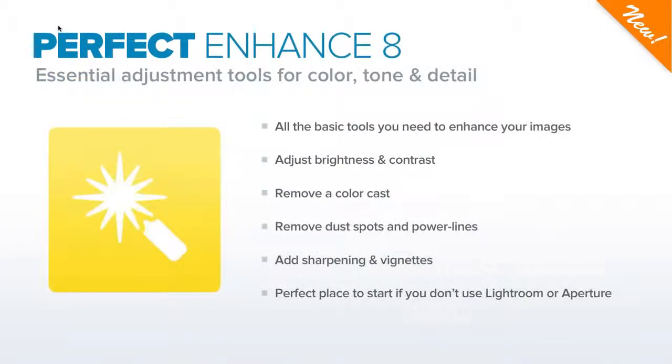The next module we want to talk about is Perfect Enhance. Perfect Enhance kind of works hand in hand with the browser. It's a new tool that gives you everything you need to make your image look better. So it's things like adjusting brightness and contrast, removing a color cast. There's a brand new tool called the Perfect Eraser, which we'll talk about, for removing objects and distractions. And it also gives you the basic tools for sharpening and vignette, as well as some of the other basic tools for retouching and cropping your image.